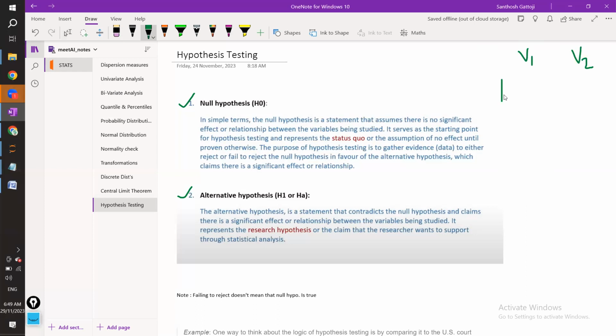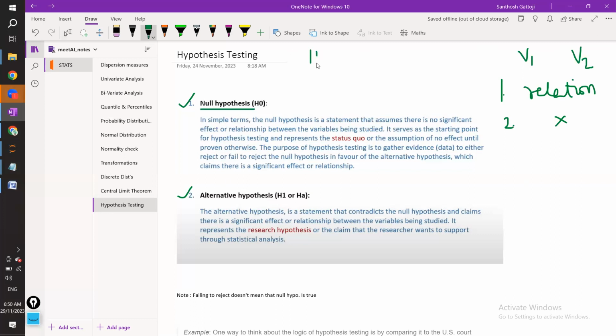One, there is a relationship. Two, there is no relationship. Agree? If there should be some relation, there should not be some relation. Given two variables, I don't know which one is correct. So obviously you have these two.